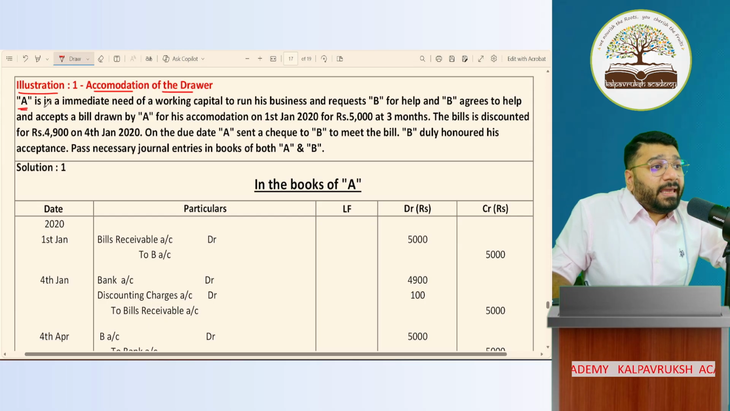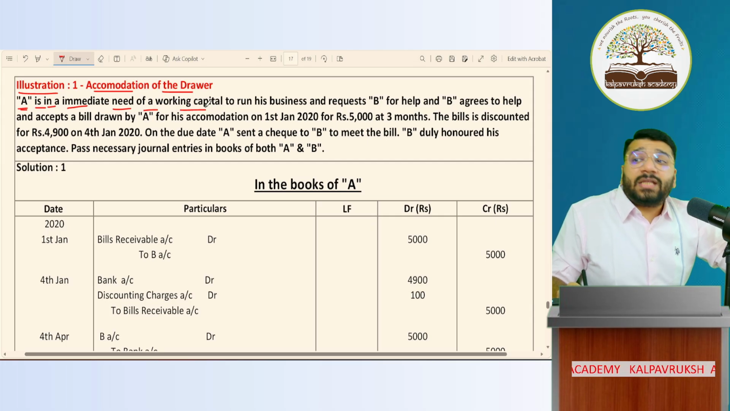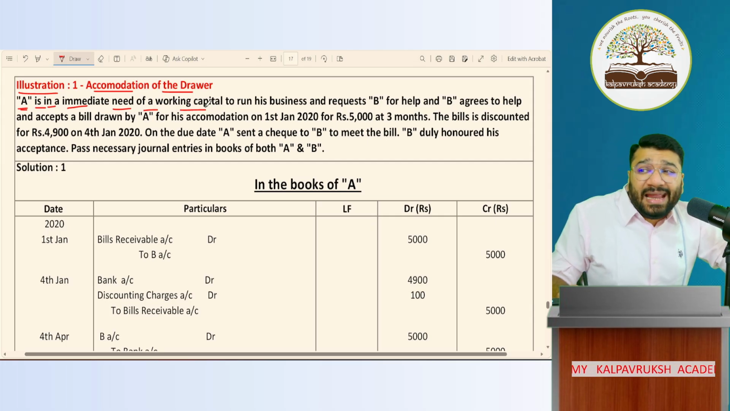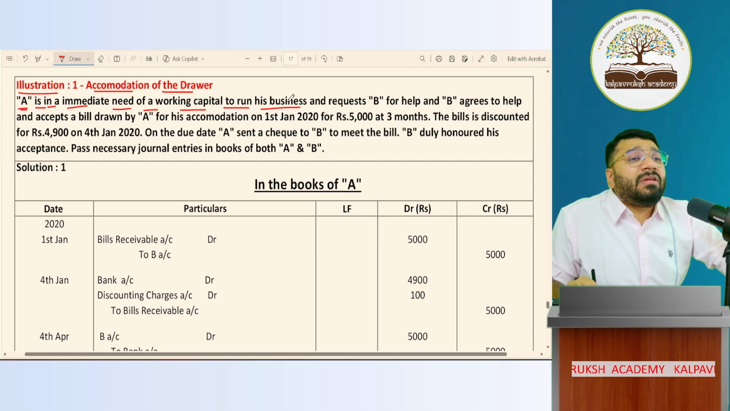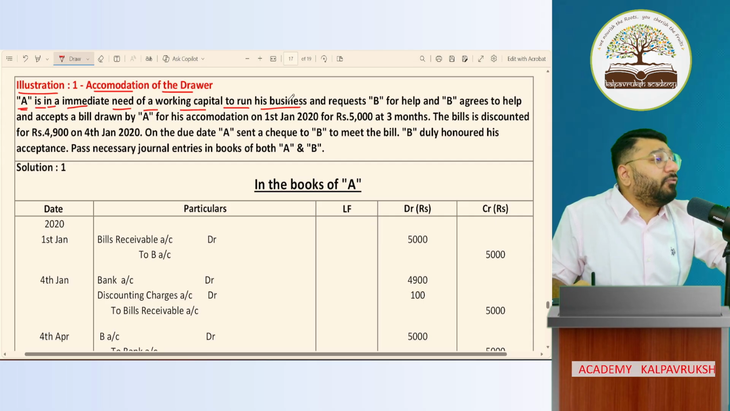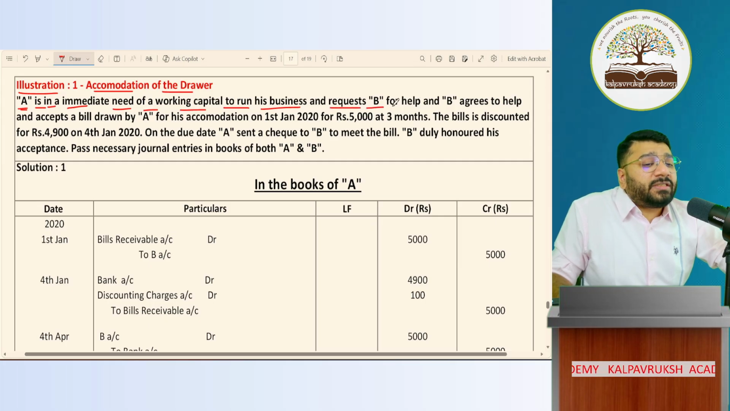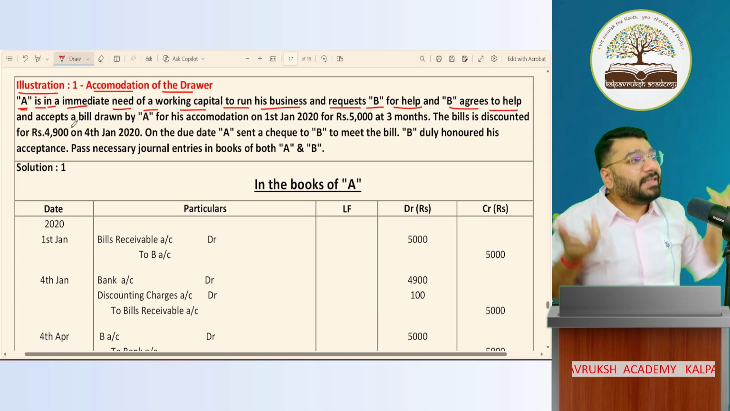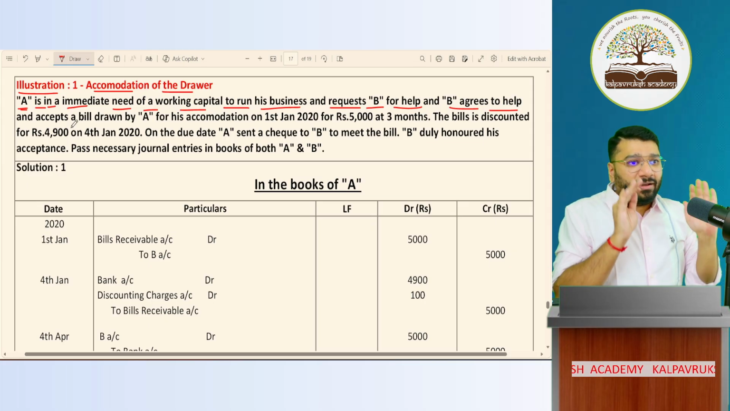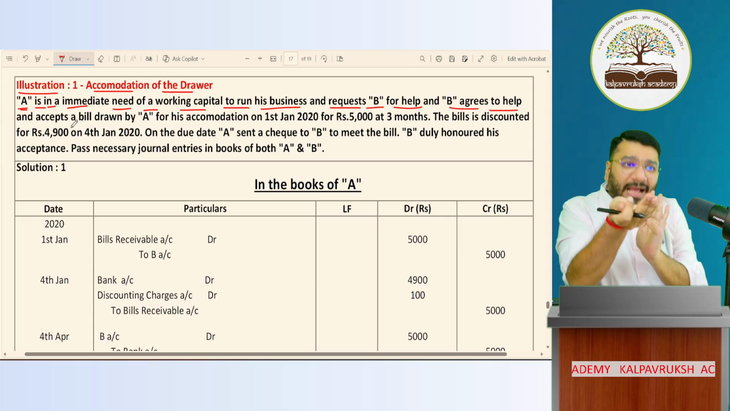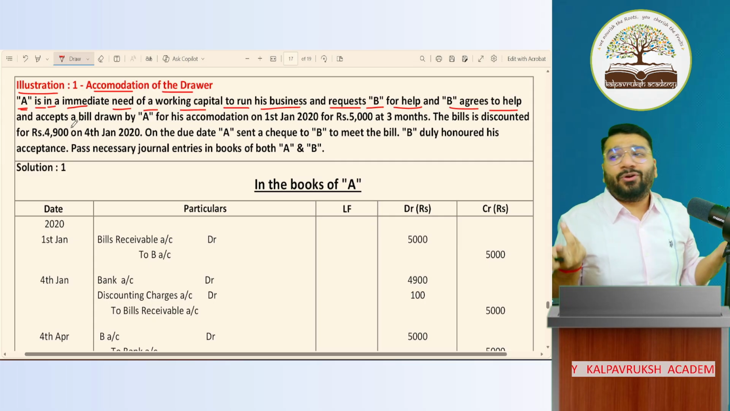A is a party who is in immediate need of working capital. Who is in need of immediate money? A. This money is needed for what? Working capital. What is working capital? The money which is required for day-to-day expenditure. So this is required to run his business. But he does not have money. He is running short of money. So he went to B and requested B for help. B agrees to help, which means B is not giving a loan because B also does not have money. Actually, what would a normal human being do? A will go to B and ask money from B. So B says that even I don't have money.